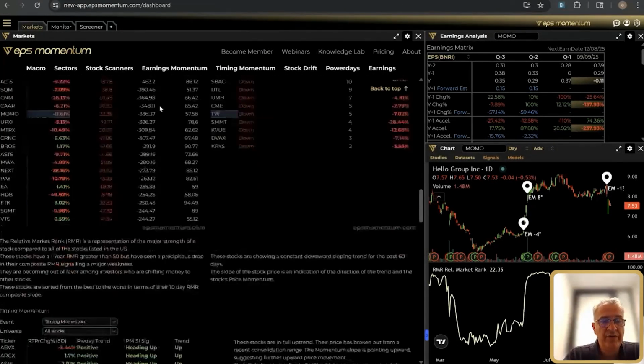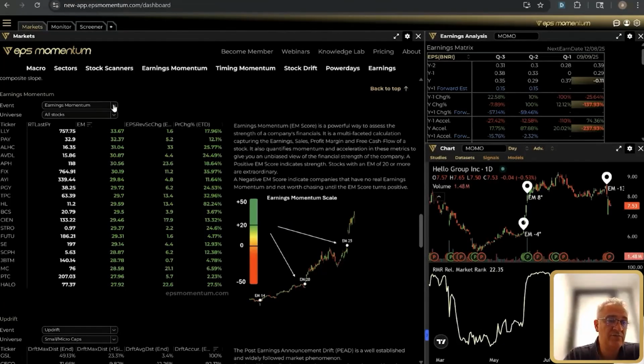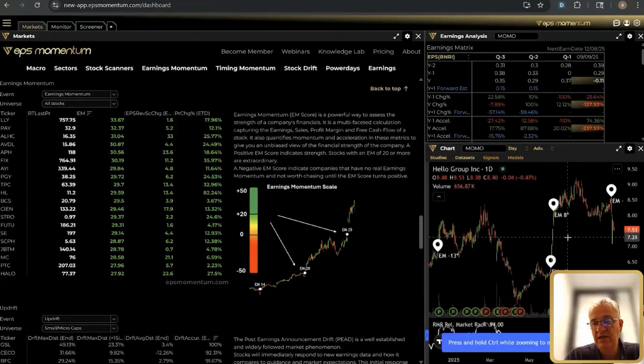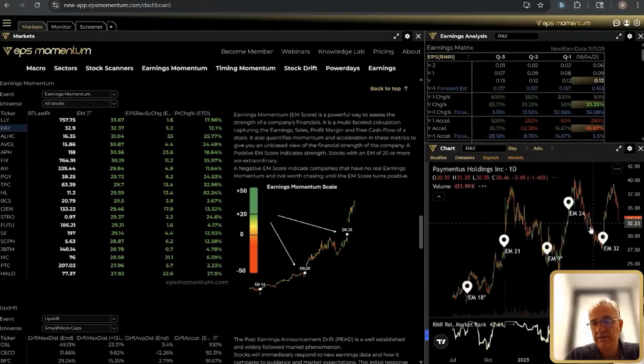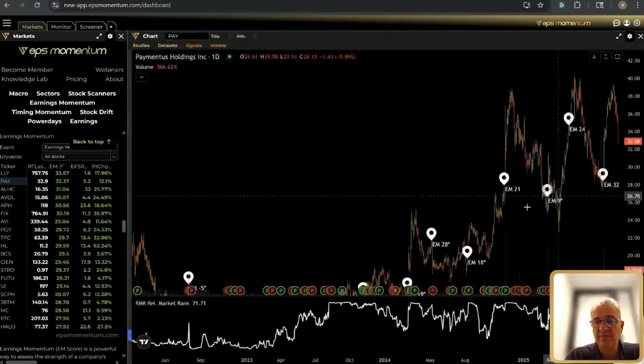Now, the special cases, the 4 cases that we have are for the models that we've developed that are really powerful. For example, the earning momentum, timing momentum, updrift, or post-earning and spin drift in power days. So the earning momentum is a cornerstone of our model and system. It's the EM score that you see on all of these charts here. And I'm going to make it a little bit bigger.